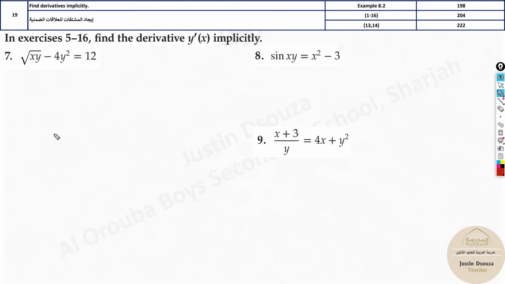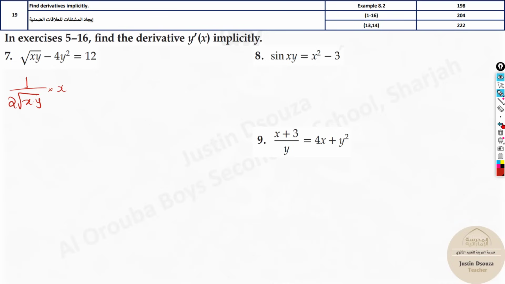First over here, this is a little complicated because there's a square root and then the product rule. How do you solve this? So first, when you derive it, it'll be 1 by 2 root of xy. Then derive whatever is inside. You have to use the product rule over here.